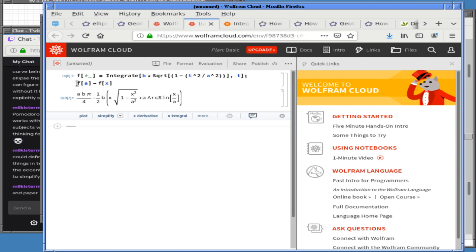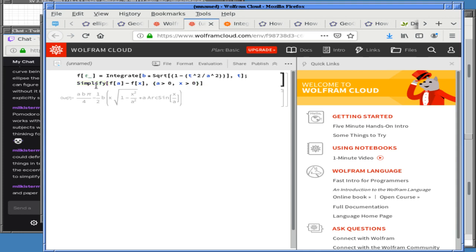Now maybe the problem here is the simplification here maybe doesn't like that. Okay, I don't think that's simplified at all. That is a weird looking integral though. I'm not happy. All right.